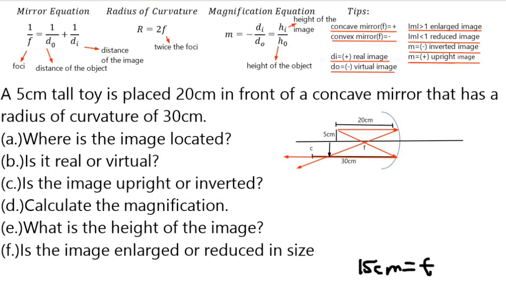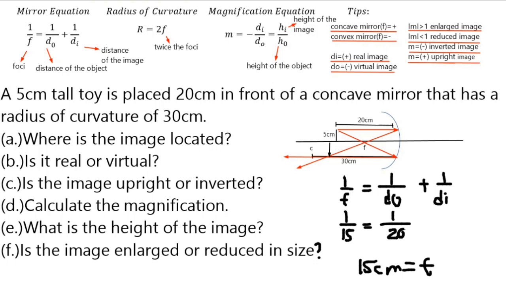We're not going to put a negative sign in our mirror equation because we are on a concave mirror. Now we're just going to plug in values and do some algebra. The foci is just 15 cm, and the distance of the image is what we're going to calculate.